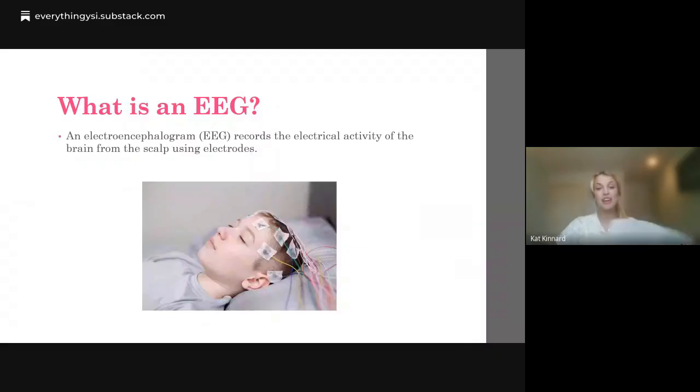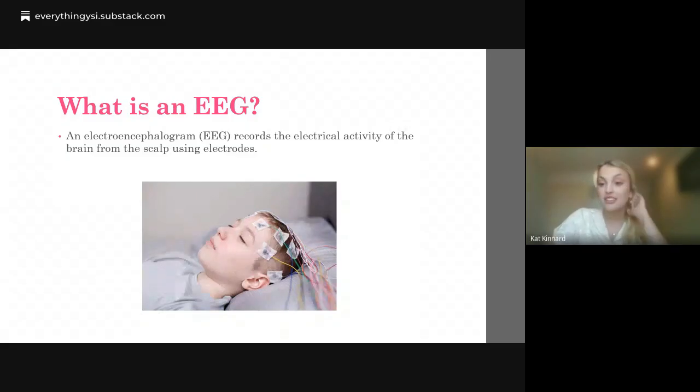So before we begin, what even is an EEG? What is an electroencephalogram? So if we break down the word, electro refers to electricity, encephalo refers to the brain, and gram refers to a recording. So the word literally translates to a recording of the electrical activity of the brain.